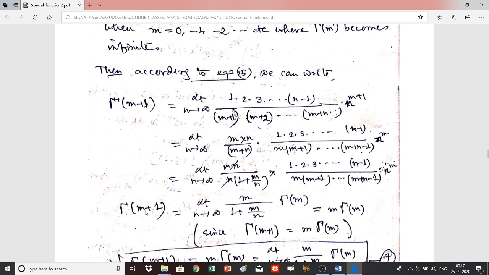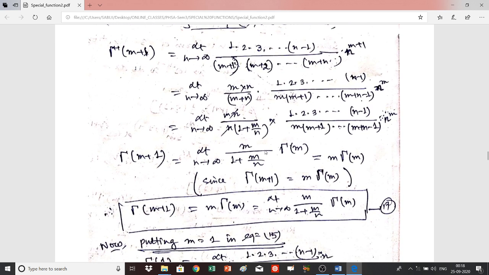you also know that gamma m plus 1 is equal to m gamma m. So m gamma m plus 1 is equal to limit n tends to infinity m by 1 plus n by n gamma m, that is equal to m gamma m. So now from these two relations, this and this, we can write that gamma m plus n is equal to m gamma n, that is written here, and this term is written here, that is limit n tends to infinity m by 1 plus n by n gamma n. So this is another important relation.